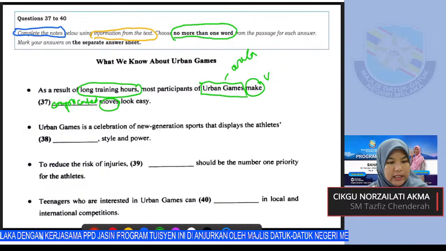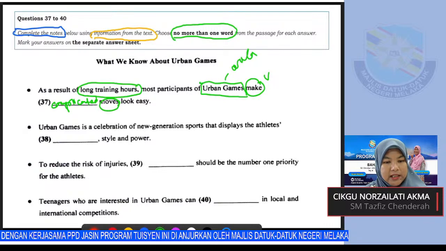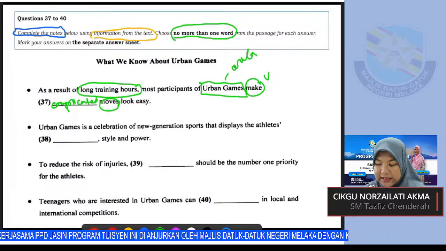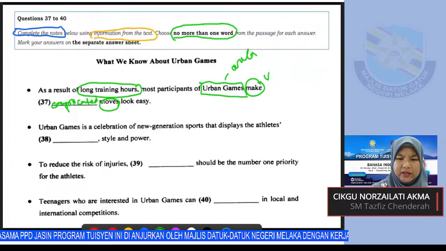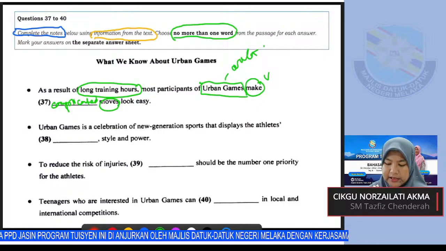And then 38. Urban games is a celebration of new sports that displays the athlete. Display what from the athlete? Athlete is a noun.